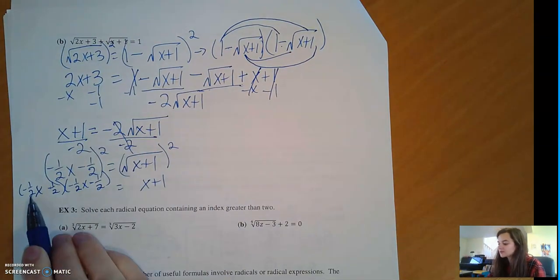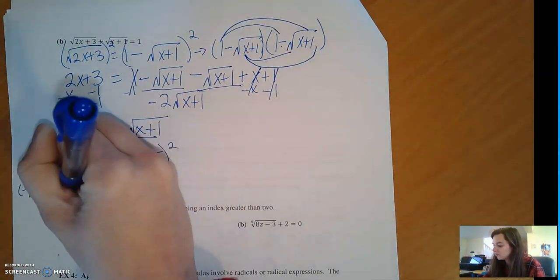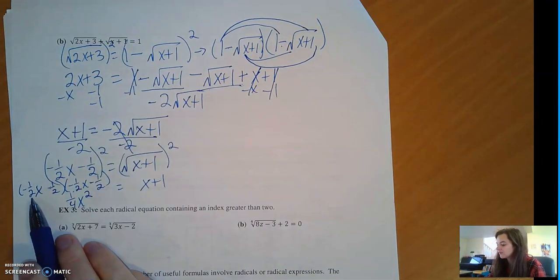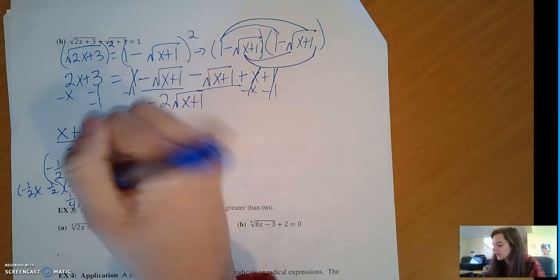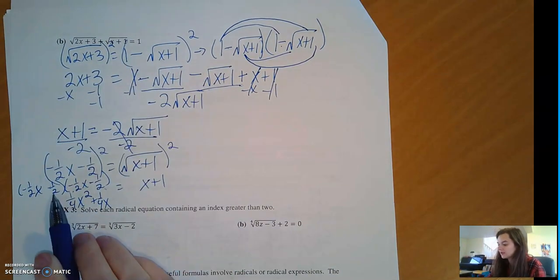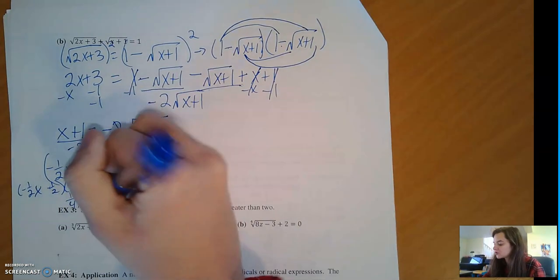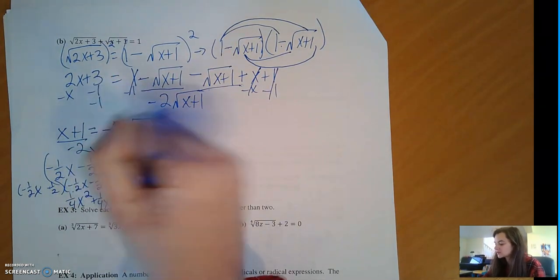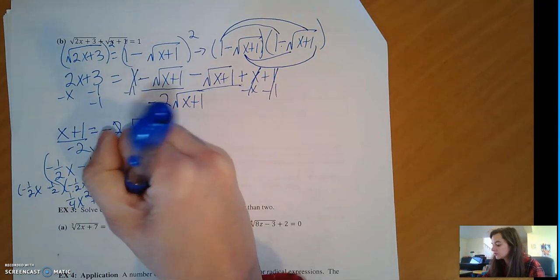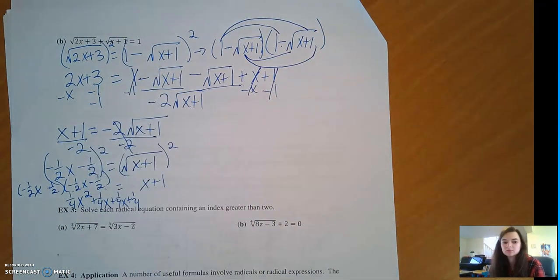So negative a half x times negative 1/2 x would be 1/4 x squared. We'll have negative a half x times negative a half, which would be a positive 1/4 x. We're going to have a negative a half times a negative a half, which would be another positive 1/4 x. And we're going to have a negative 1/2 times negative 1/2, which is another positive 1/4.